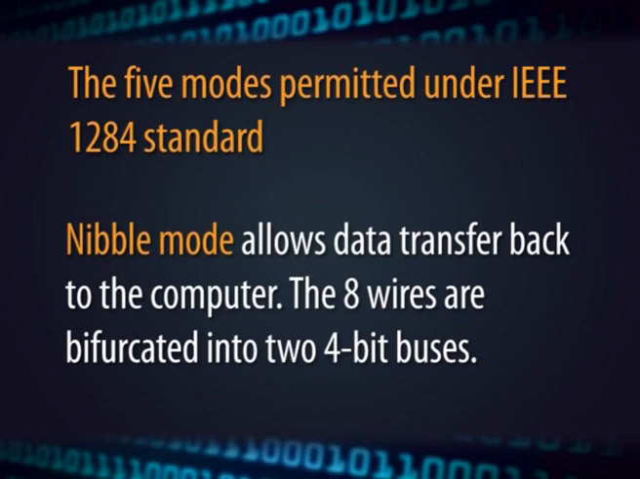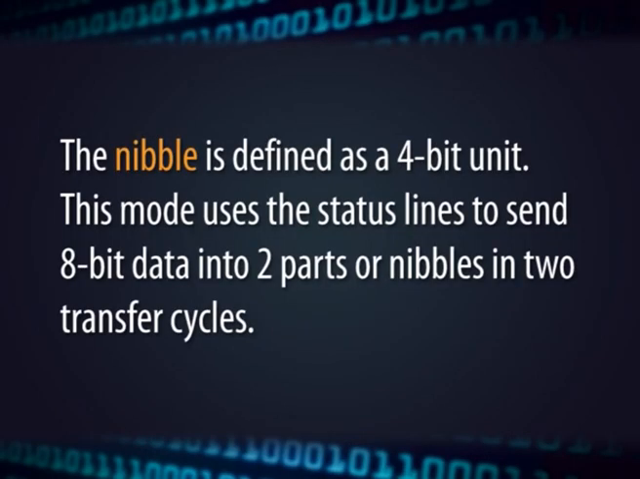The 8 wires are bifurcated into two 4-bit buses. One bus takes data from computer to printer or device, and the other bus takes data in the reverse direction. The nibble is defined as a 4-bit unit. This mode uses the status lines to send 8-bit data in 2 parts, or nibbles, in 2 transfer cycles.